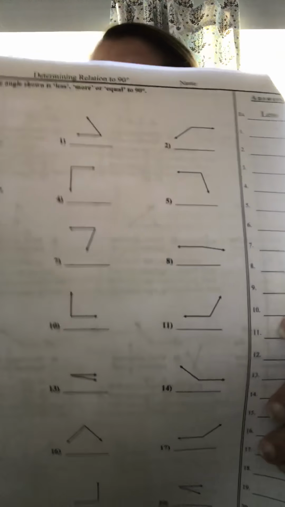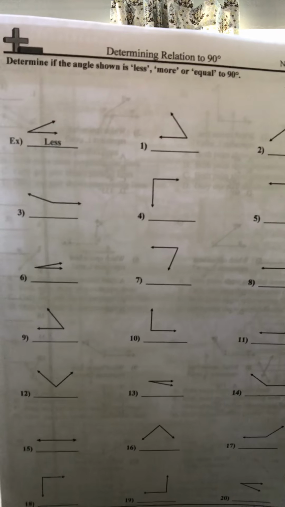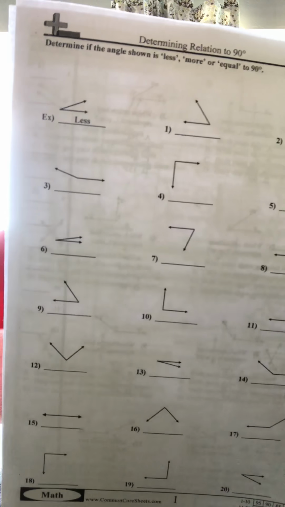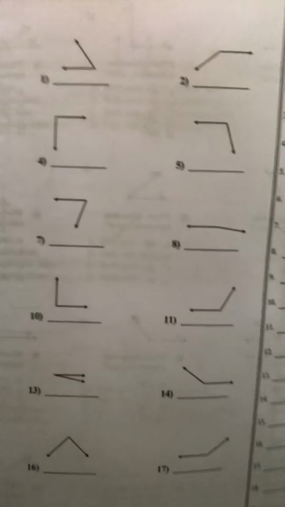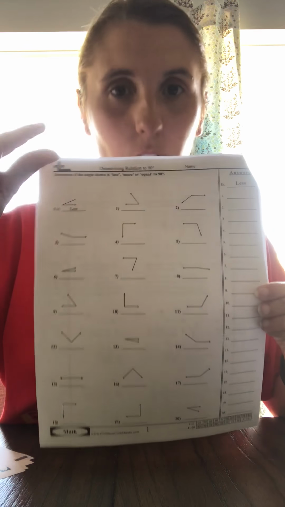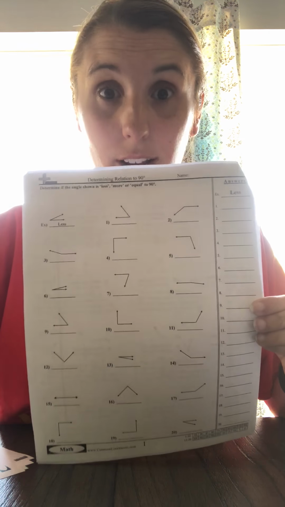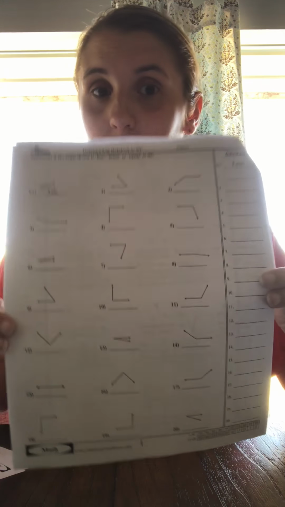Okay, now you really got to listen to your directions here on this one, okay? It says, determine if the angle shown is less, more, or equal to 90 degrees. So every answer you have written over here should say less, more, or equal to. You're not using that vocabulary of acute, obtuse, or right. You're just telling me less, more, or equal to 90 degrees.